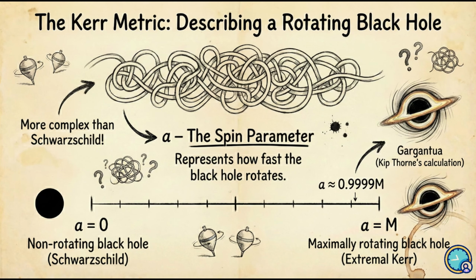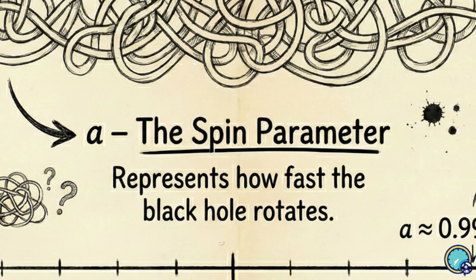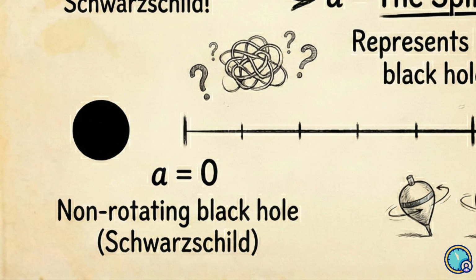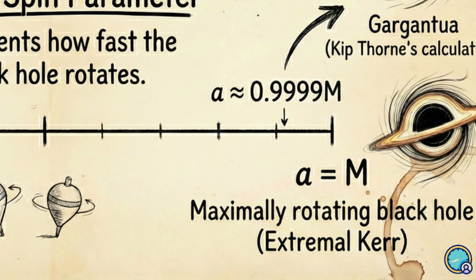It's more complex than Schwarzschild, but the key new element is A, the spin parameter. It represents how fast the black hole rotates. A equals 0, non-rotating black hole, Schwarzschild. A equals M, maximally rotating black hole, extremal.